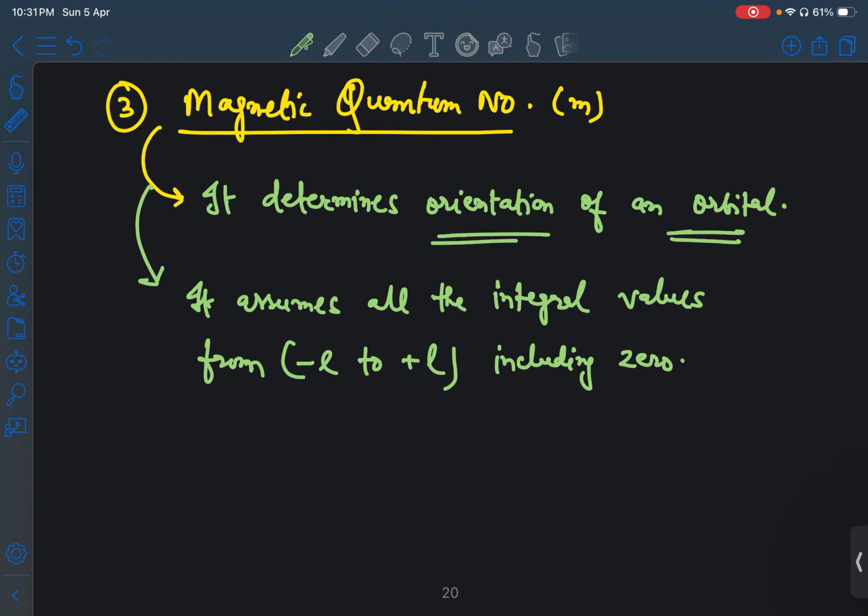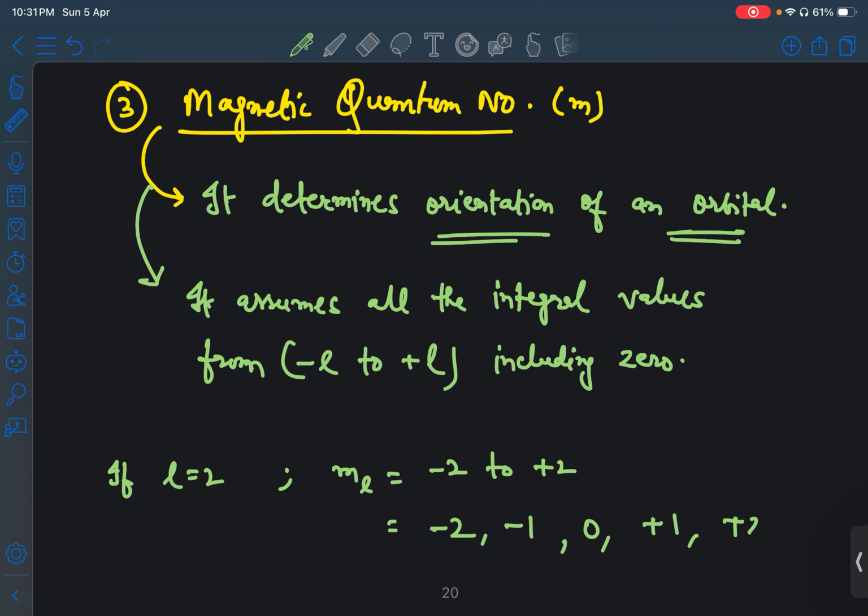Okay. So let's say if L equals 2, as we have already seen, L equal to 2 means D subshell. So what would be the possible values for m, the magnetic quantum number? It is equal to minus 2 to plus 2. So we have minus 2, minus 1, 0, plus 1, and plus 2. Look at that. These 5 values mean we have 5 different orbitals in the D subshell. Very, very easy. All right, that's clear to you.